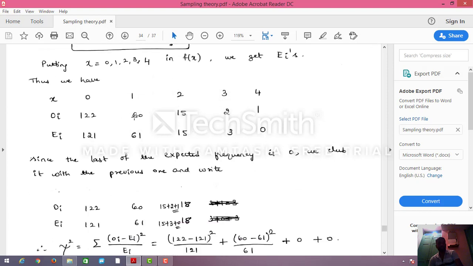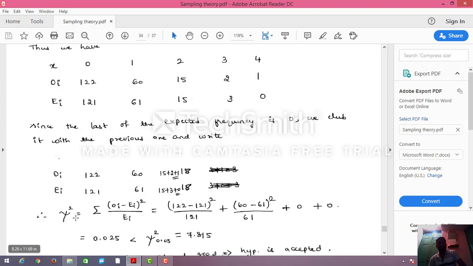See here, Oi is 122, I am keeping it as it is. For 1 it should be 60. Now I am adding these last 3: 15 plus 2 plus 1 is 18. I am writing this as 18. And 15 plus 3 plus 0 is also 18. If you add the last ones also, no problem: 2 plus 1 is 3, 3 plus 0 is 3. If you keep this and write it, you will get the same solution. So I am adding these last 3: 15 plus 2 plus 1 is 18, 15 plus 3 plus 0 is 18.